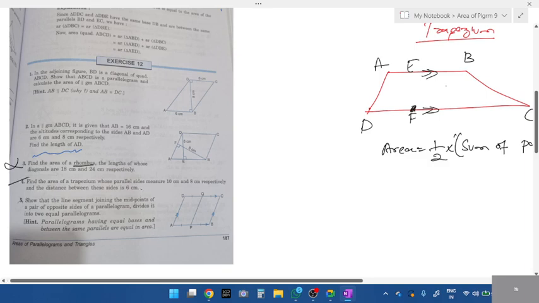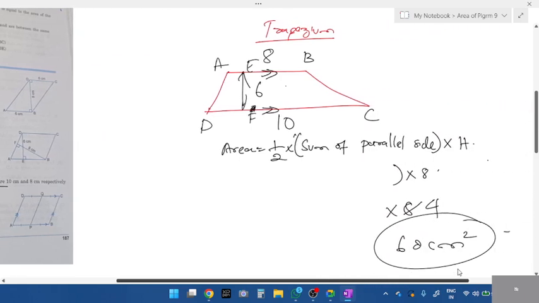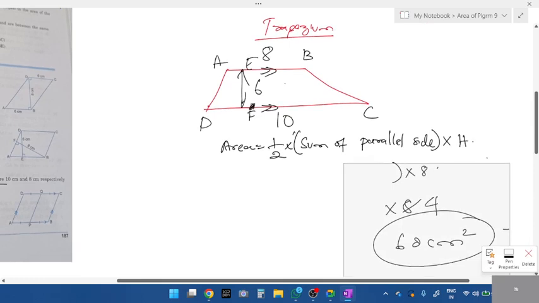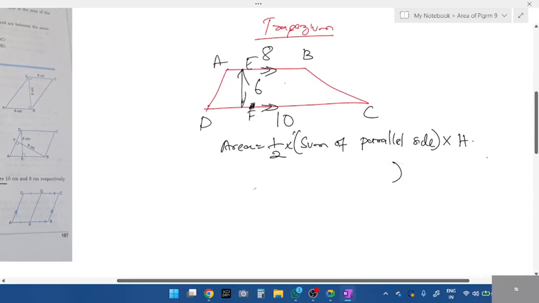Find the area of trapezium whose parallel sides. What are the measure of parallel sides? So DC I'll take 10, AB I'll take it as 8. And the distance between them is, what's the distance? 6. Use the formula. Isn't it easy to solve? Did you understand? Sum of parallel sides, 8 plus 10 into 6. Find the answer. Last question.